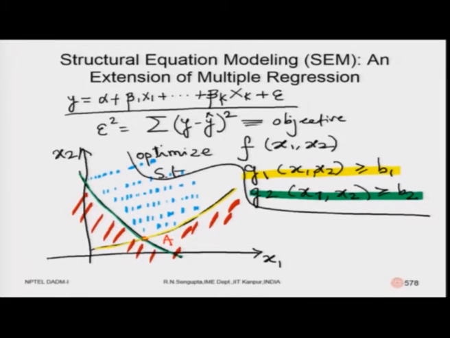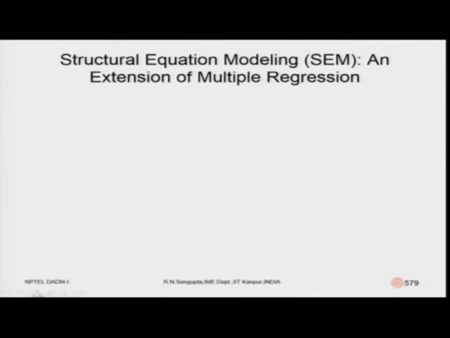Now, how does it happen? Let me switch the slides, so please bear with me. Generally, just notice the first equation: g1 of x1, x2 is greater than b1 and g2 of x1, x2 is greater than b2. So, let me write using the probabilistic one.